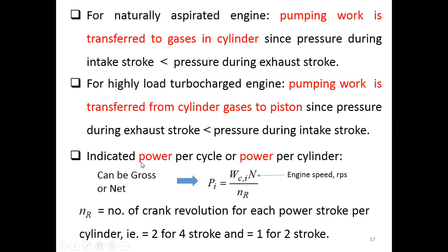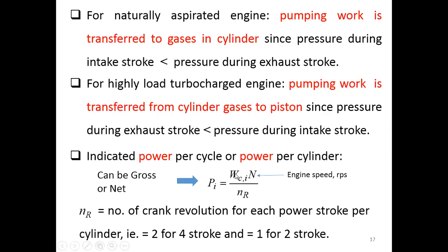Okay, so the indicated power per cycle, or in short, the power per cycle, can be either gross or net, as we mentioned, right? If we want to determine the power, before that we talked about the work. Now we talk about the power, right? So the power can now be determined from what? From the indicated work per cycle. This can be either gross or net, right? If it comes from gross work, then this is the gross power. If it comes from net work, then this is the net power, right?